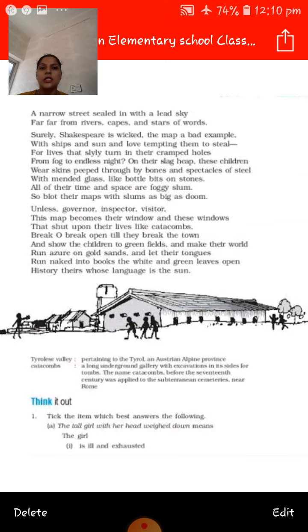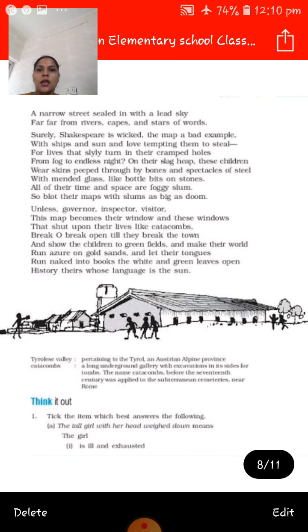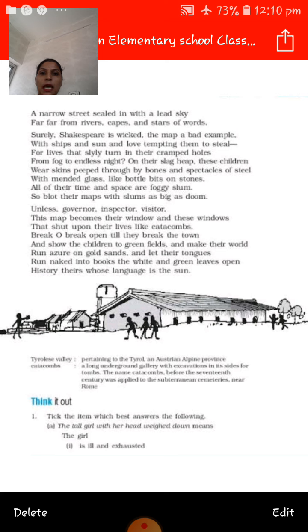A narrow street sealed in with a lead sky. Let me check it once. Yes. So, a narrow street sealed with a lead sky, far, far from rivers, capes, and star of words. Surely Shakespeare is wicked. The map is a bad example, with ships and sun and love tempting them to steal, for lives that sillily turn in their cramped holes from fog to endless night.